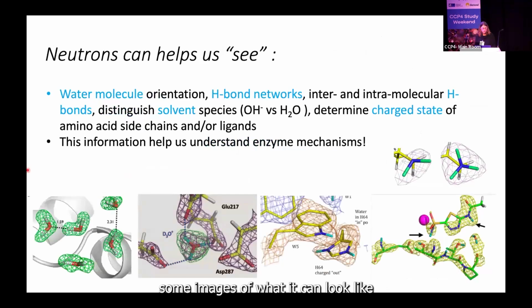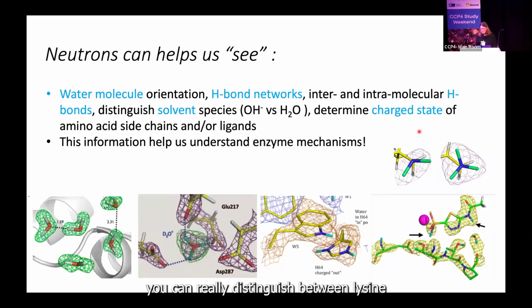So here I just show some images of what it can look like when you have a nice neutron structure of, for example, a hydrogen bonded water network in a protein active site. Neutrons can help us distinguish catalytic solvent species. For example, you can easily tell the difference between a hydroxide and a hydronium just by the shape of the density. With X-rays, just to drive this point home, you will just see the same oxygen. So this is really, really key if you have a catalytic water, for example, in your enzyme mechanism.